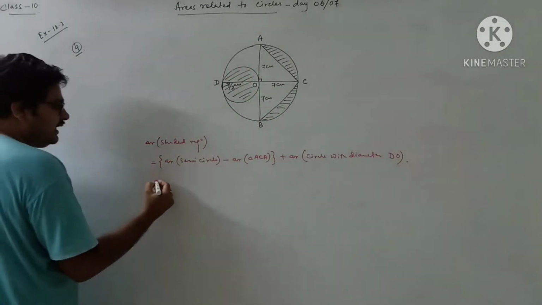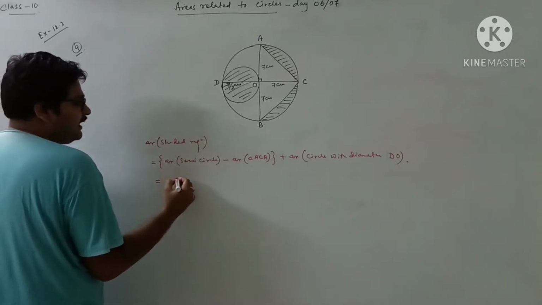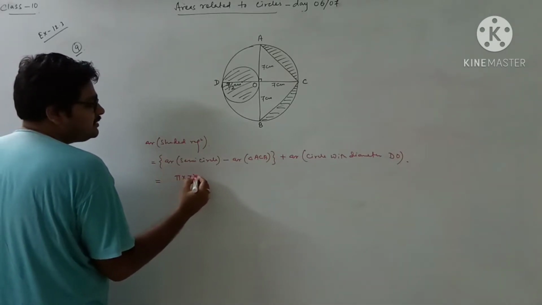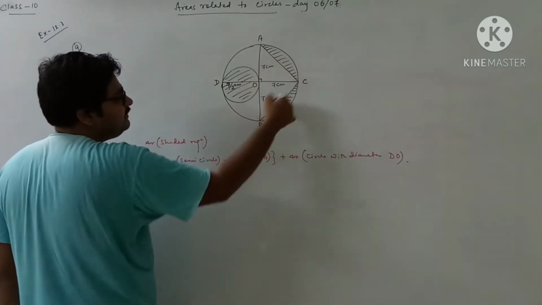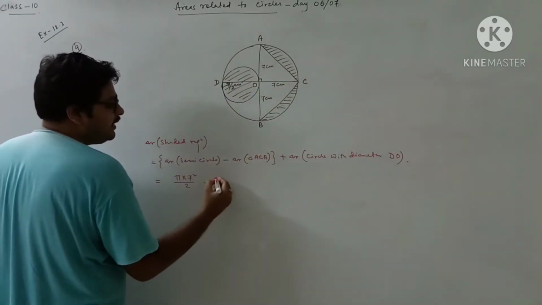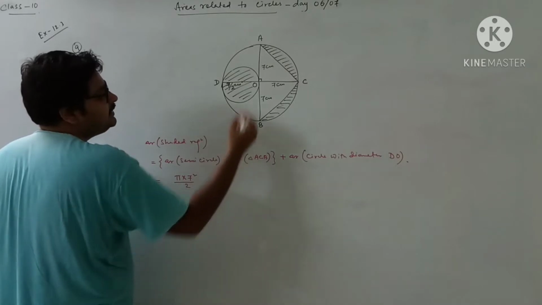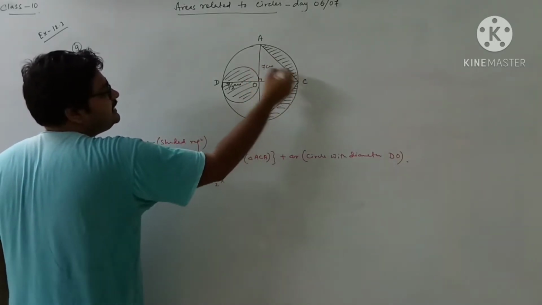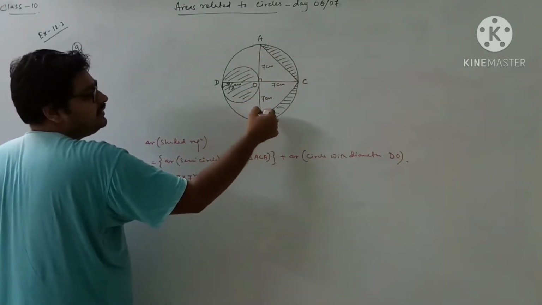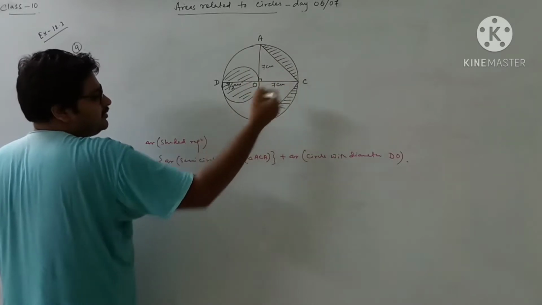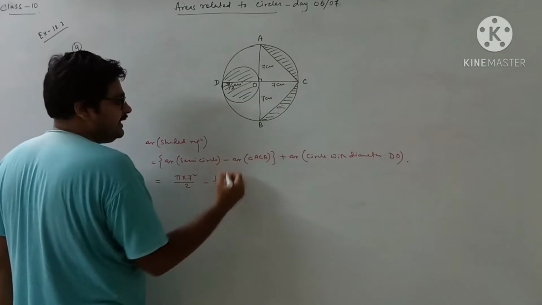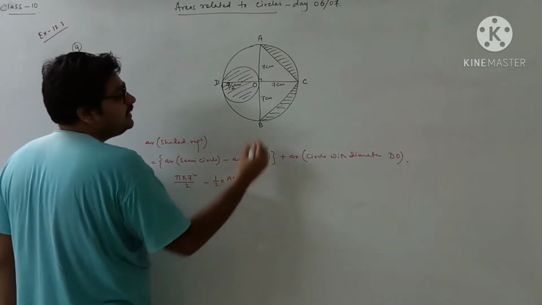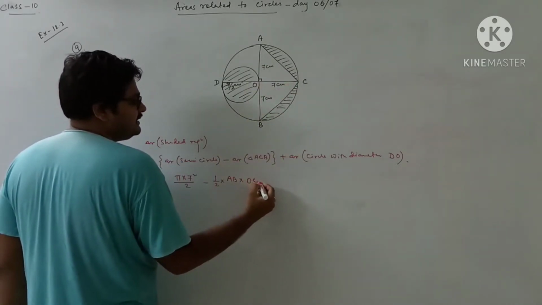Now area of semicircle, the formula you know, pi r square by 2. So pi into 7 square by 2. Area of triangle ACB. What is the formula? Half into base into height. Because this OC is perpendicular to AB, so base and height, you know, perpendicular. So half into base into height you can use. What is the length of the base? AB, that is 14. Height is actually OC, that is 7.